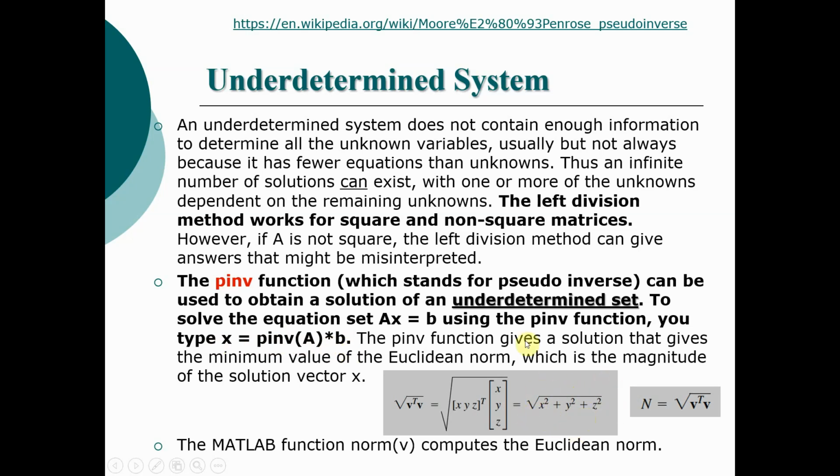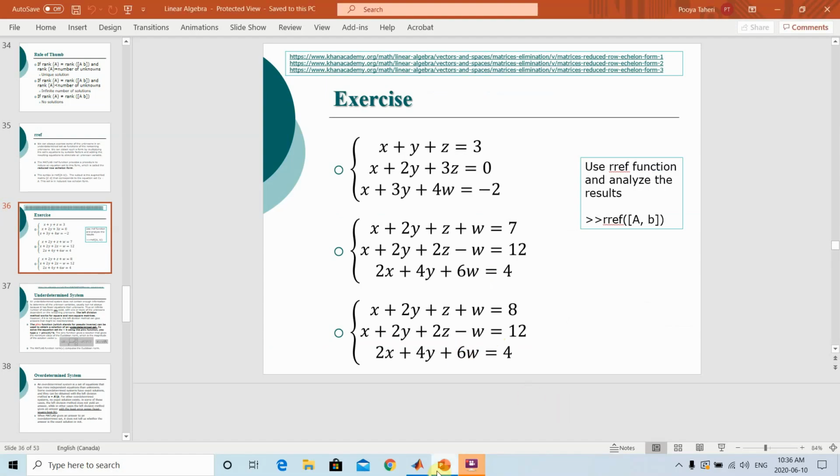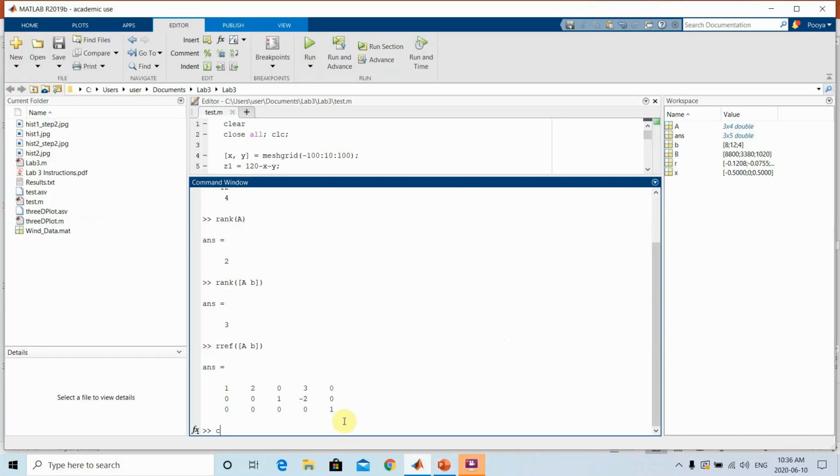I know that you might be confused. Let's look at this system that had an infinite number of solutions. This is 7.12.4. CLC.